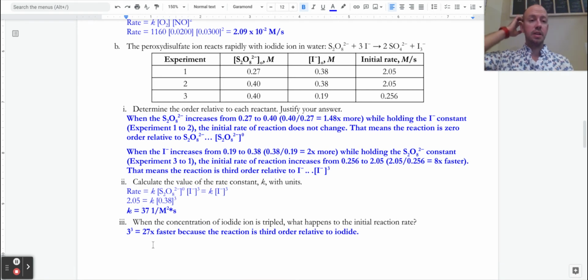As we think about this, a great follow-up question, multiple choice free response connecting from one part to the next. When it's tripled, what happens? Well, 3 to the third, 3 times 3 is 9, times 3, it's 27 times faster because it's third order.